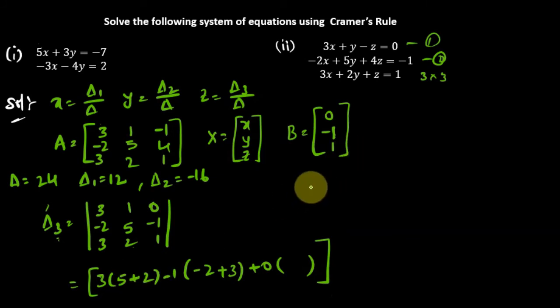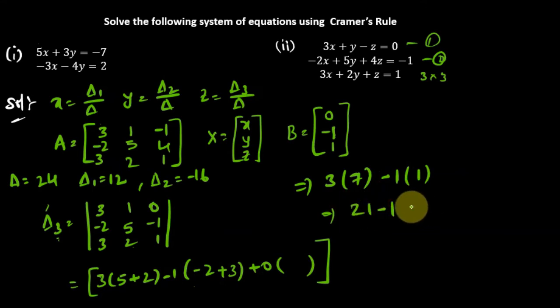Okay, so now if you simplify this, 3 into 5 plus 2 is 7, so this is 3 into 7 minus 1 into, inside the bracket same, minus 2 plus 3, again I will get plus 1. Okay, so if you open this bracket, 3 7s are 21 minus 1, that is equal to 20. So this is my delta 3 value. Okay, delta 3 is 20.